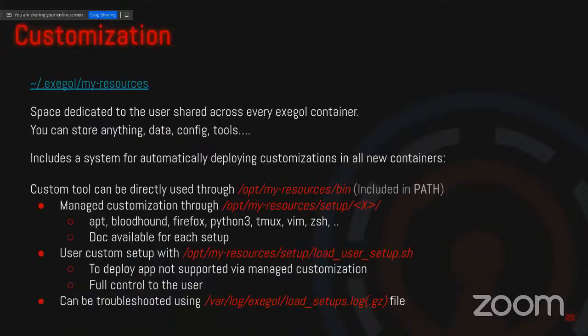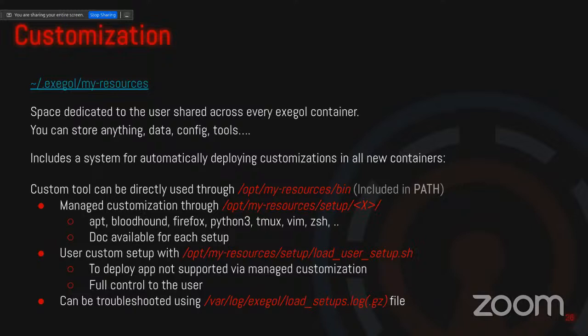So about customization, we have a feature called My Resources, and it's yours. It's your place, your volume, where everything you store in it is shared across every container. You can store tools, configuration, anything you want, and from every executable container you will be able to access this information. By default, on your host, you have a .executable directory with configuration, my resources, and workspaces. In my resources, you can add any configuration you want.